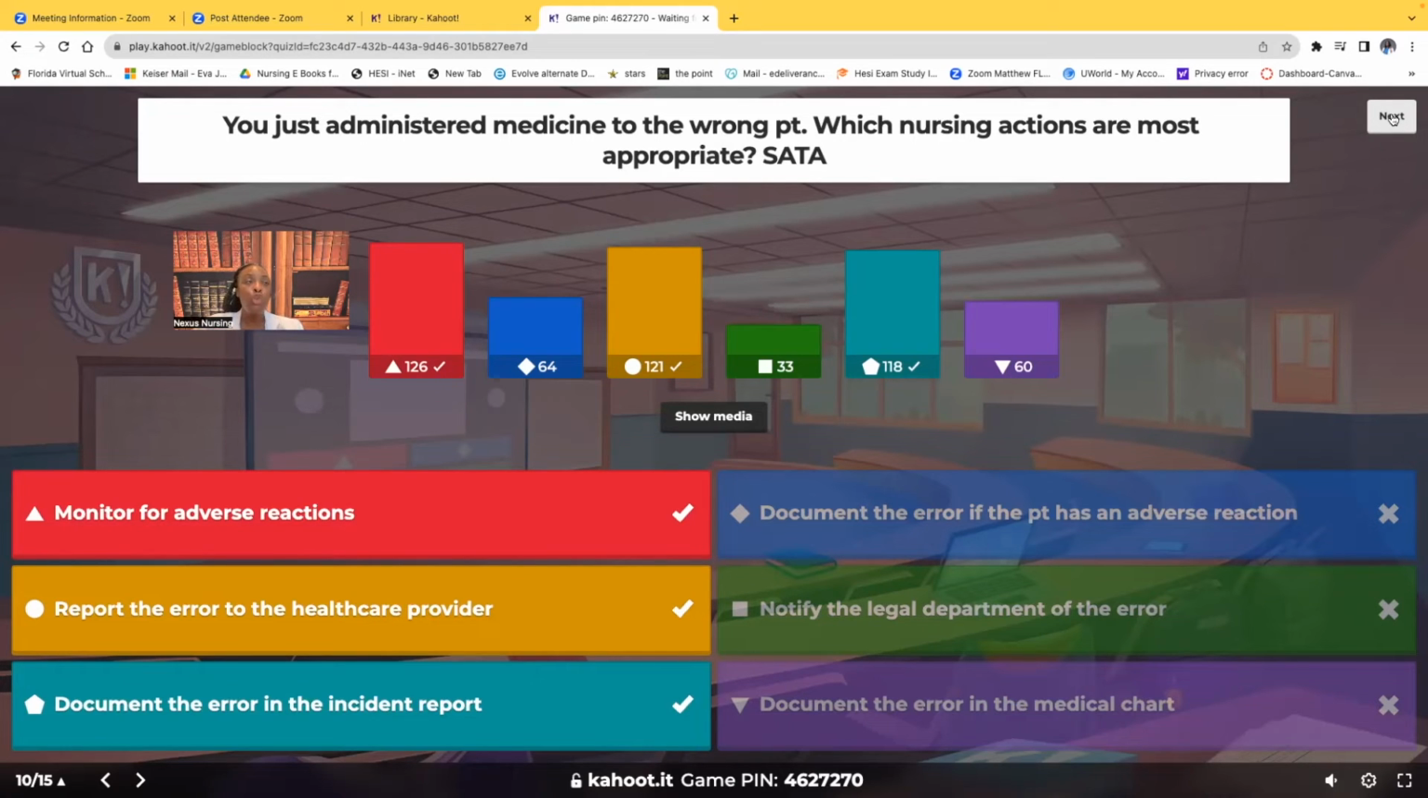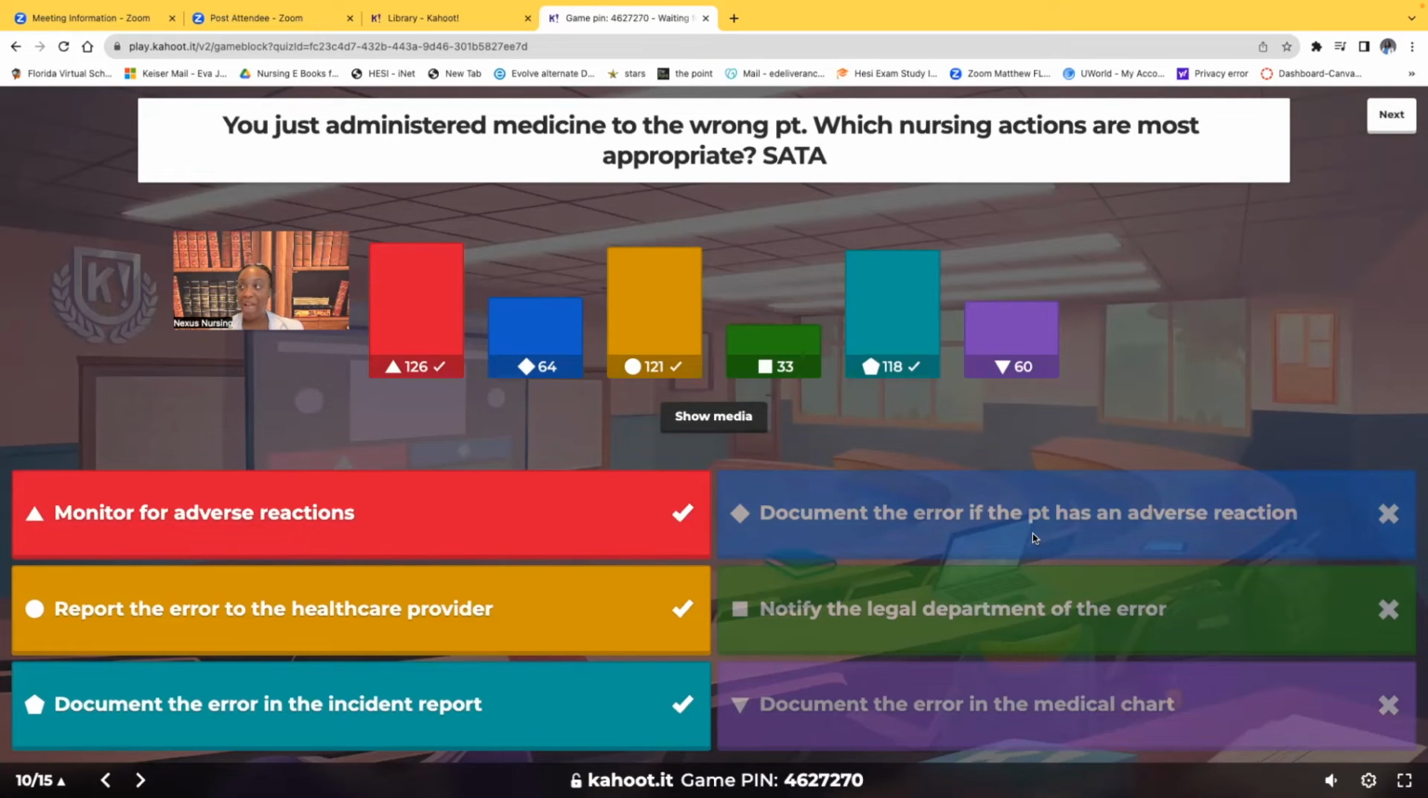Matter of fact, you can't even mention the existence of an incident report in the patient's chart. The patient's medical chart is exactly what it is, their medical chart. You cannot even mention the existence of an incident report. The incident report is for the company, the facility only, okay? So you are not going to document the, look at this. Document the error if the patient has an adverse reaction.